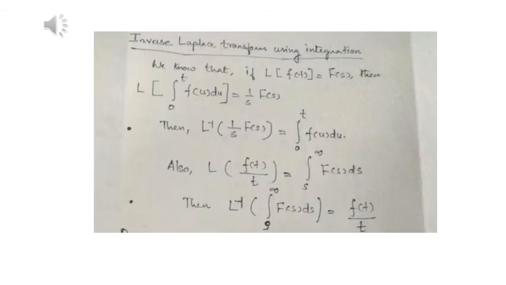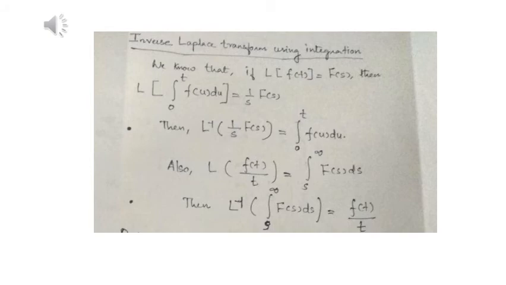Inverse Laplace transform using integration. As we did inverse Laplace transform using derivatives, we can do the inverse Laplace transform using integration, because we have seen that Laplace of f of t is equal to F of s, then Laplace of integral 0 to t f of u du gives 1 by s into F of s. So the L inverse of 1 by s into F of s can be written as integral 0 to t f of u du.